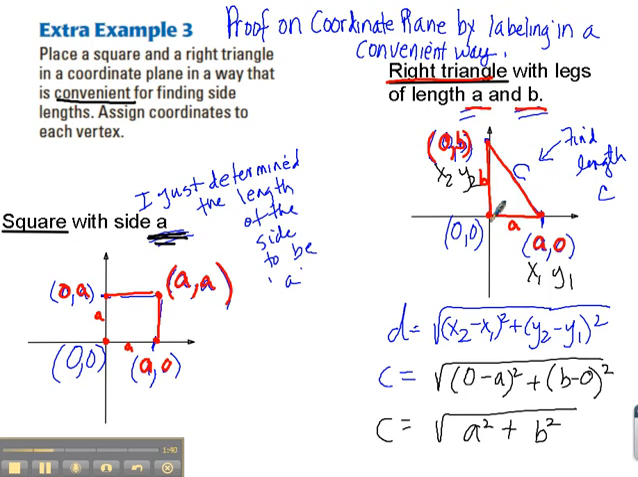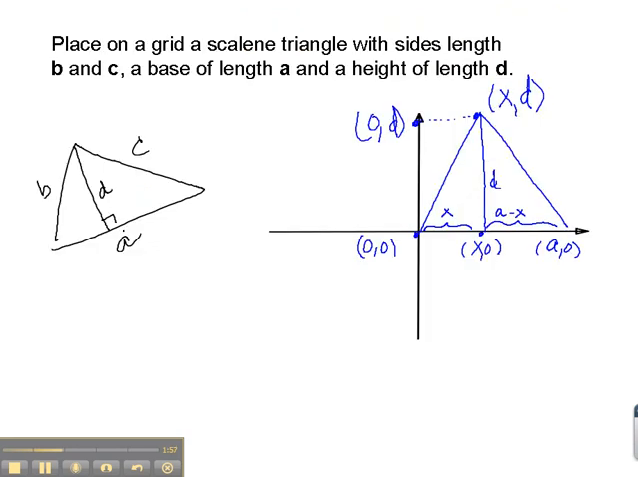Notice that C can be found using the Pythagorean theorem, or you can use the distance formula to find the length of C, side C, which would be down here. I personally prefer the Pythagorean theorem. Distance formula works great too, though. Going on to the next slide, let's see what we got here.